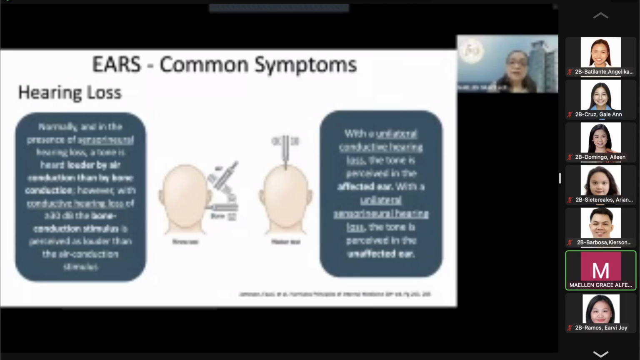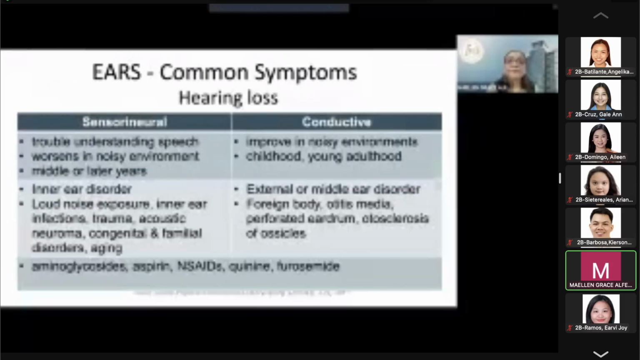So hearing loss, in summary, can be sensorineural, in which in the history taking, you will know that there is trouble understanding the speech, there is worsening in a noisy environment, and it usually occurs in the middle or later years.